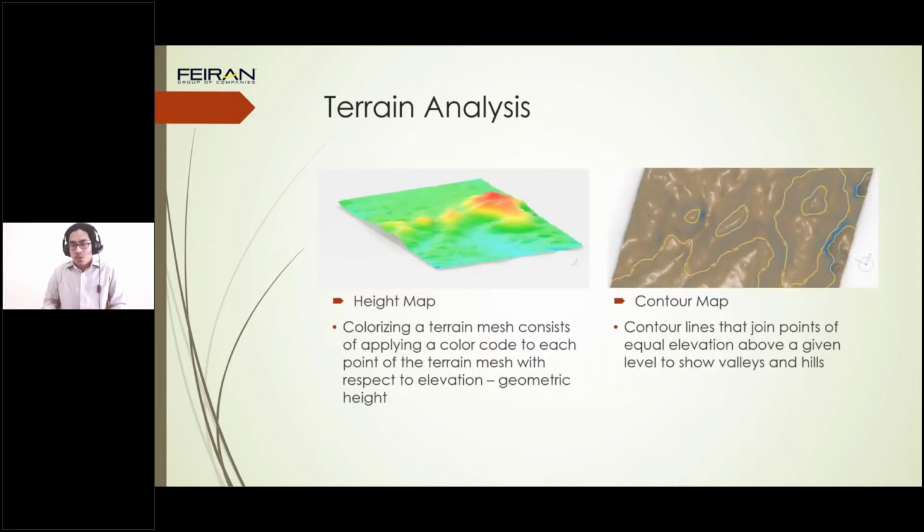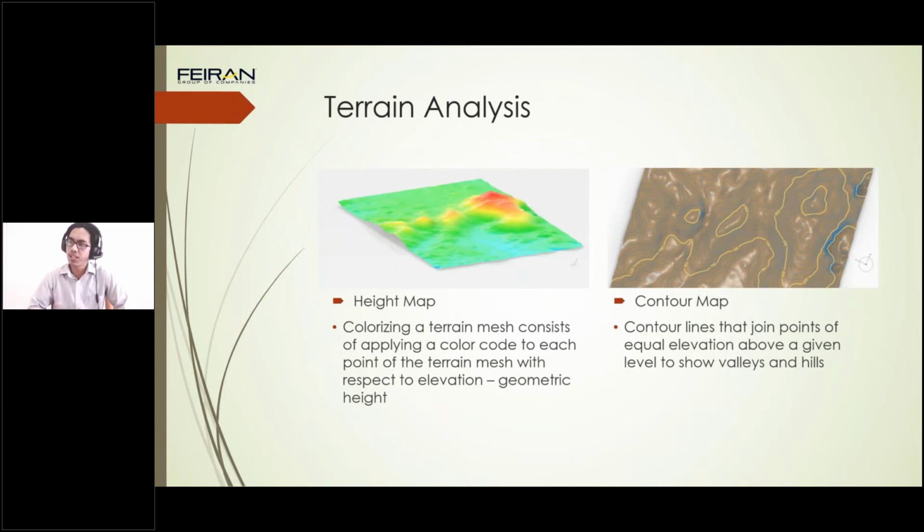Okay, as I mentioned, the most basic and simple terrain analysis that we can perform is actually these two. Height map and contour map. This is very straightforward. We have the terrain, we have the elevation, we have the low points and high points. So it's just a matter of reading the data and producing some different visualization of it.